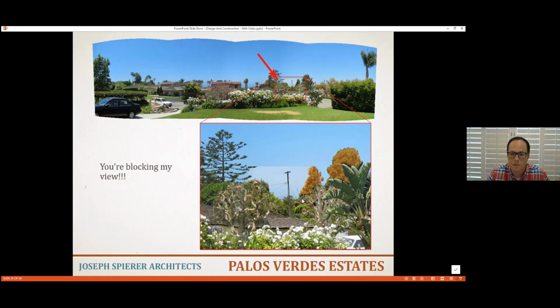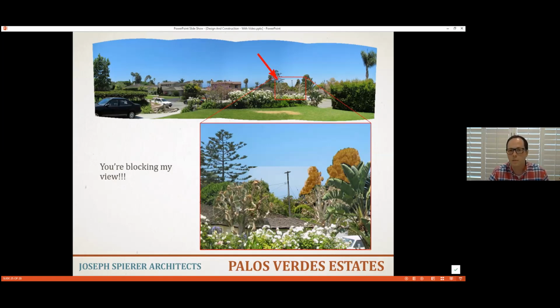Yeah, there you go. It's not up here, it's over here. I don't know if you can see my mouse, but there's a little bit of flag that you can kind of see there, and they're saying that it's blocking their view. So this neighbor actually objected because they say it's blocking a little bit of their greenery, even though you can see what their panoramic view looks like.